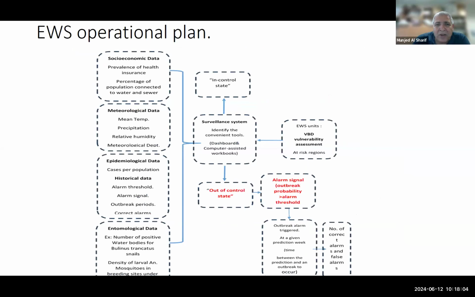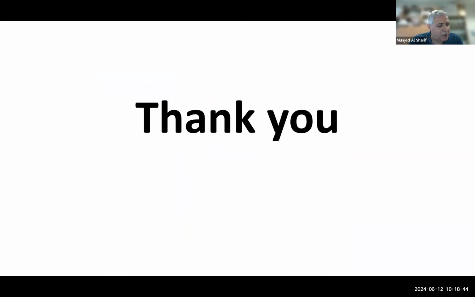This is a schematic of our early warning system protocol that we will implement, with the 4 categories of data that you see to your left: socioeconomics, meteorological, epidemiological, and entomological data. And of course, you see at the center of the stage is the surveillance system, where we also agreed with all parties that the surveillance system will have to be created to be robust and strong, so that we can support the early warning system program. Thank you very much.